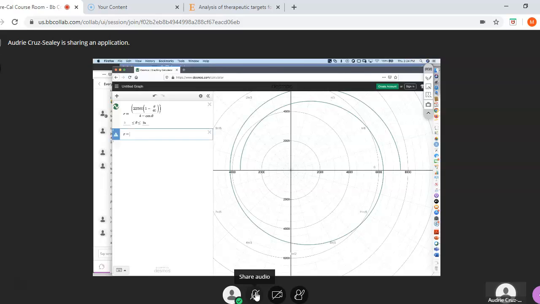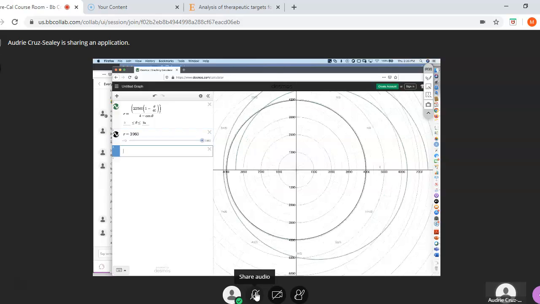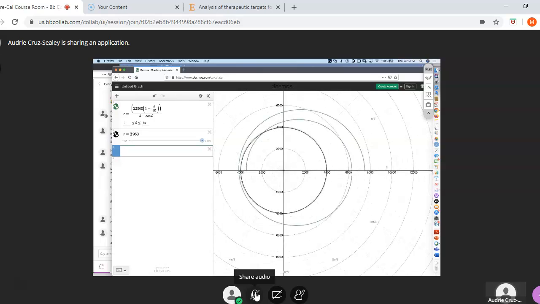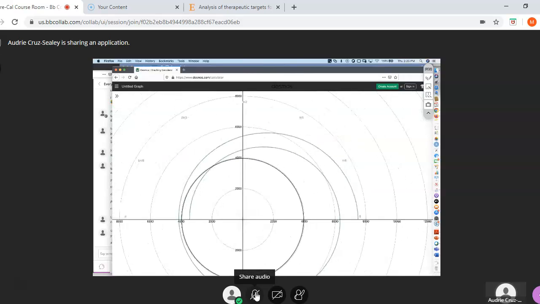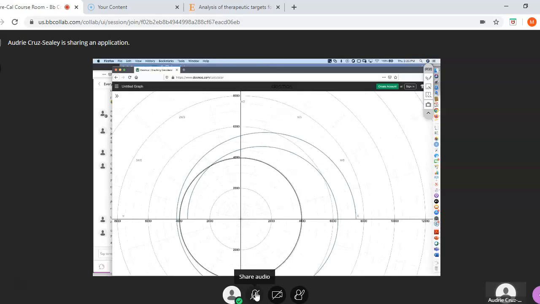r equals 3,960. Yes, ma'am. Okay. So there's the Earth and there's the satellite's orbit. So as you can see, let me see if I can get a better window. So you can see, here we go. You can see that where it meets is about right here. Do you guys see that? So what angle is that? Do y'all see the angle? 2 pi thirds. Very close.